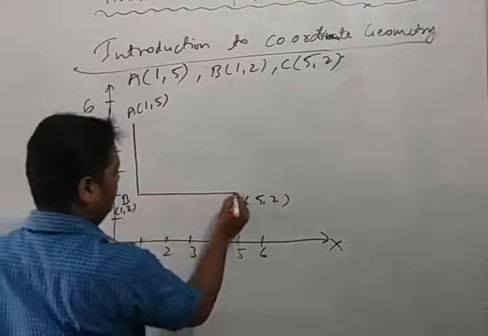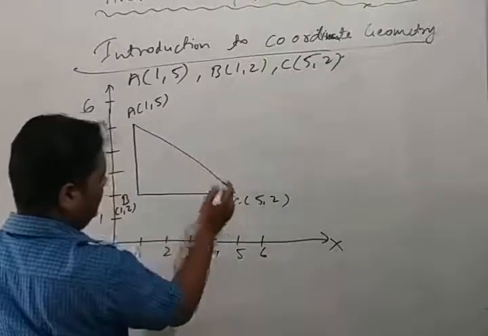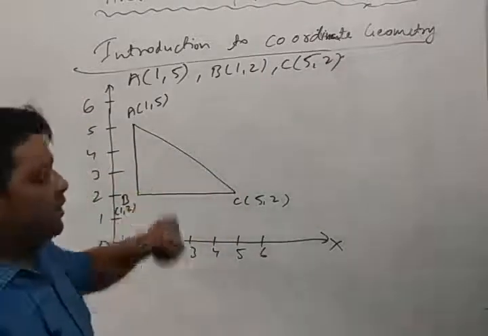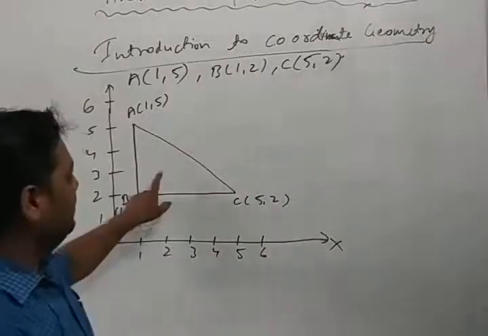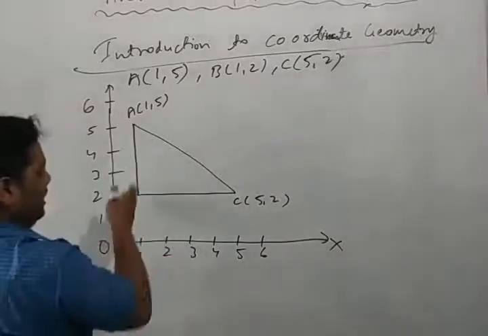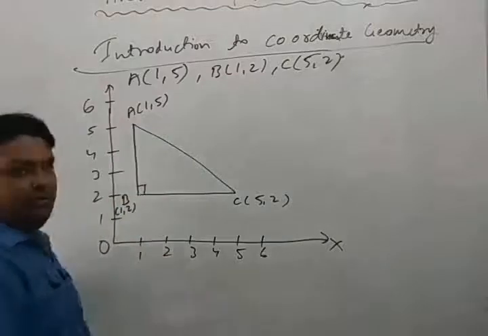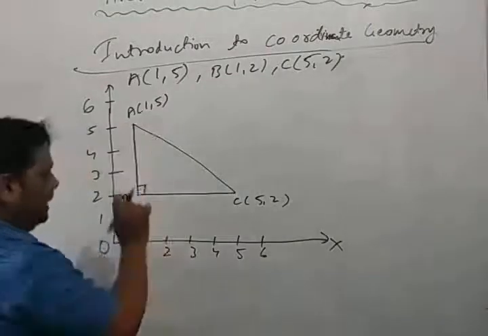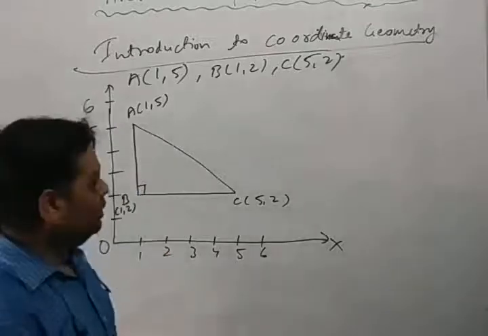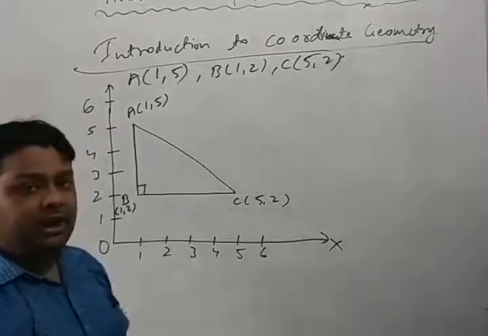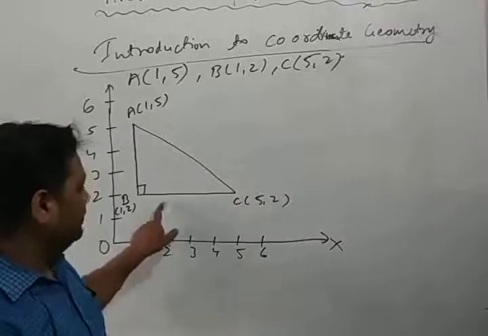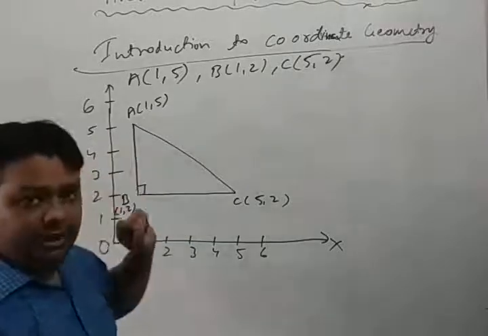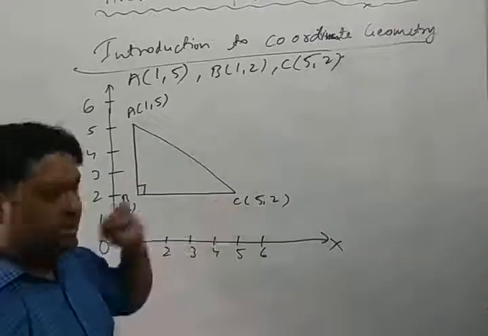Now what figure is this? A right angle triangle, because this line is straight. So it is a right angle triangle whose base is BC and the height is AB. As it is a right angle triangle, we need to find the value of BC and AB to find its area. Then what will be the distance of BC?